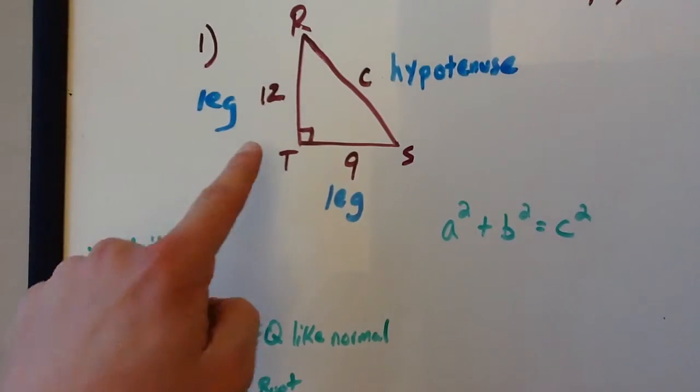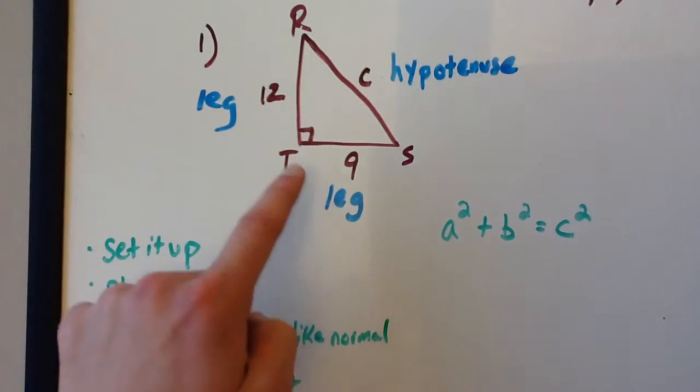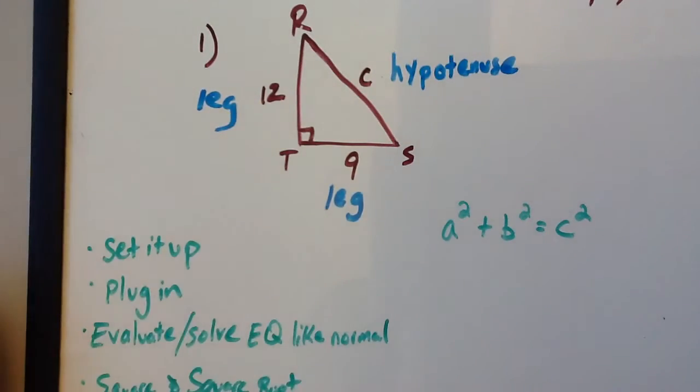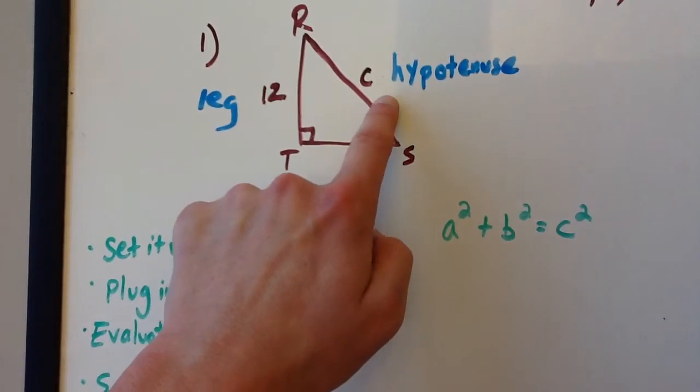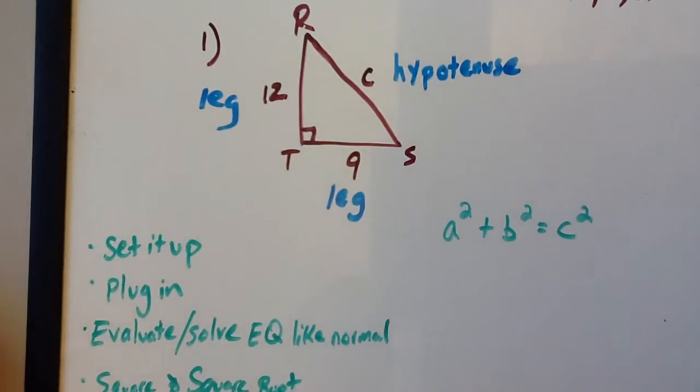Well, here I see that I'm given this leg and this leg. They tell me the distance of these legs, and I don't know the length of the hypotenuse. That is the unknown. That is c. We don't know what c is, and that's what we're asked to find. We're asked to find the length of the hypotenuse. So let's plug in the values that we know.